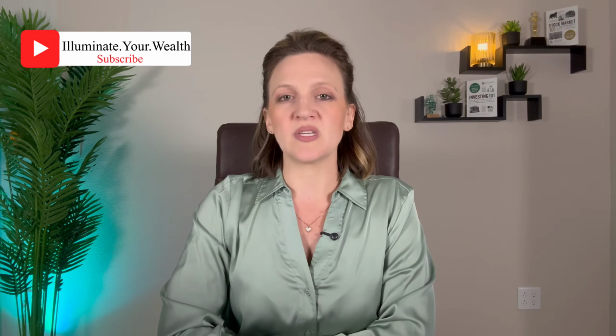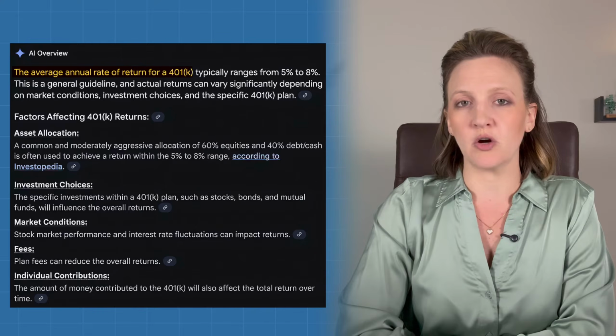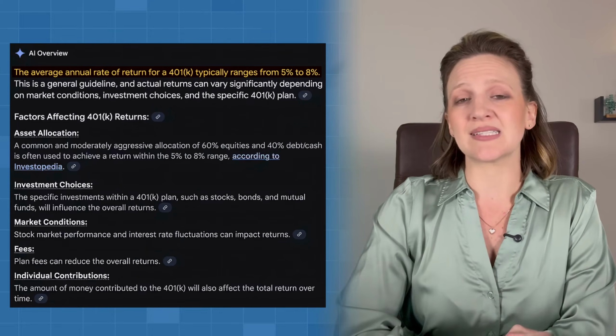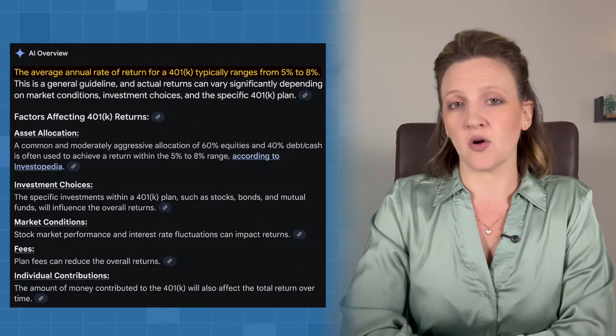Okay, now we can plug all of those numbers into our Moneychimp 401k calculator, and assuming that we do not increase our contributions, we save the exact same dollar amount for the next 30 years until we retire at age 65. Google AI says that the average rate of return of a 401k is somewhere between 5 to 8%. We're going to select an average of a 7% rate of return in all years of this 401k growing.